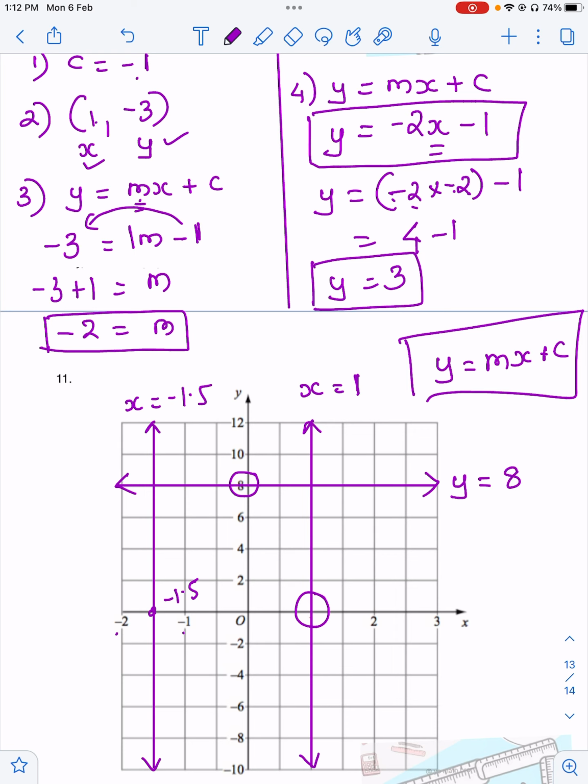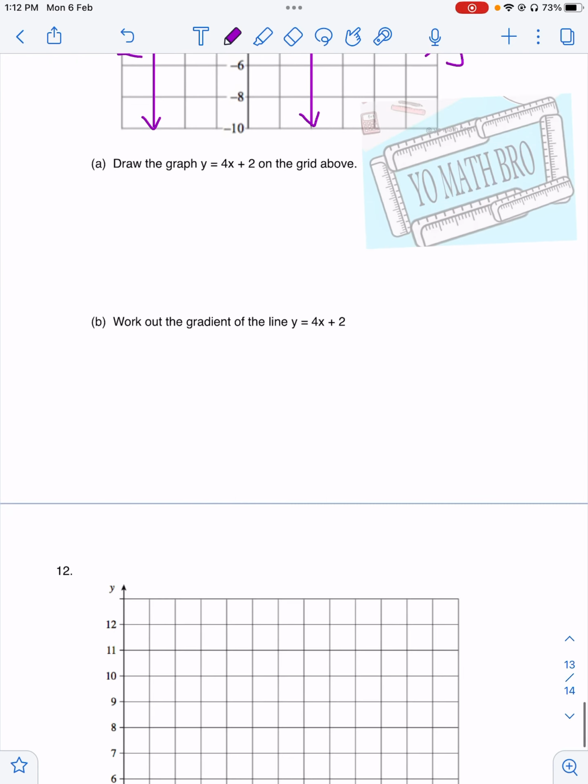That's it. Suppose it is cutting here. It's between minus 4 and minus 6. So half of minus 4 and minus 6 is minus 5. So y is equal to minus 5. This is how we find the equation of the line. Is that clear?